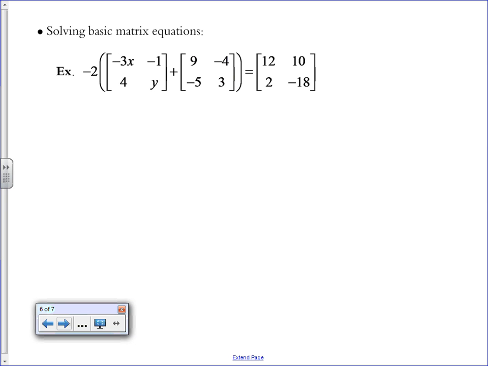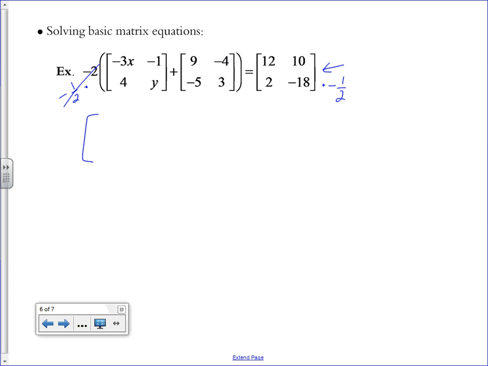I think the first thing I want to do here is get rid of that -2 that's in front. Now, rather than distributing it through the entire thing inside the parentheses, I notice that on the right side, all of the numbers in this matrix are nice, even numbers. So I think I'm going to go ahead and multiply both sides by -1/2 to get rid of this -2. Multiply by -1/2. So this will cancel out.